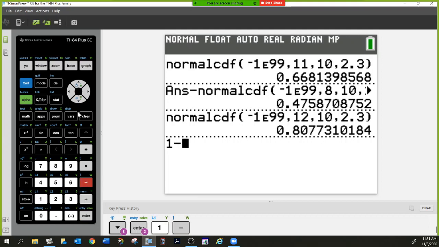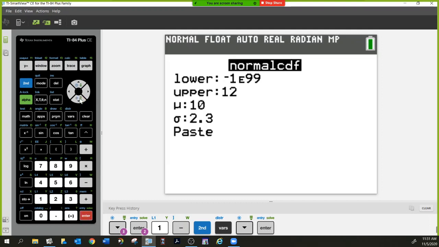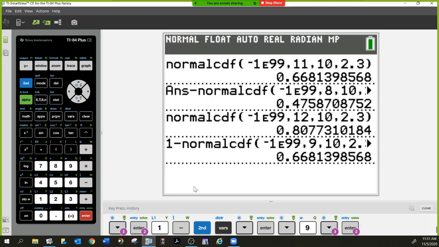1 minus, and then second vars, normal CDF. Now my upper bound is a 9. And I just paste. Ta-da! 0.668.